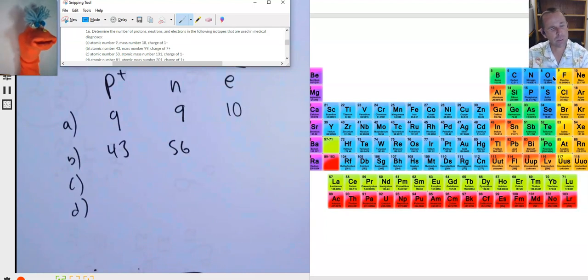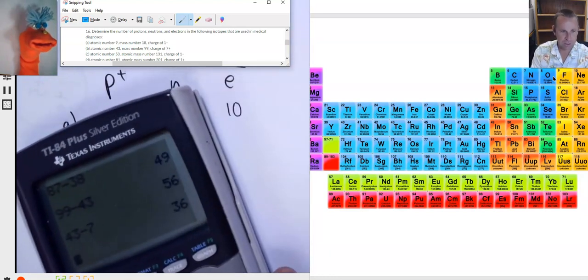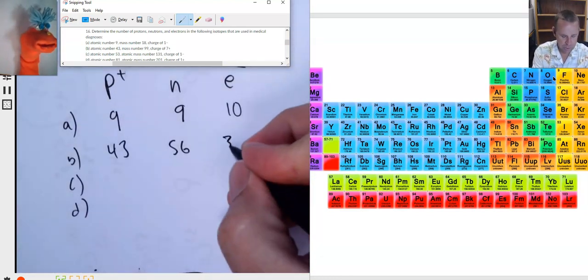And then the charge. Tell me about the charge. +7. All right. So what does that mean? 7 more protons than electrons. So 43 minus 7, 36. That is the number of electrons.